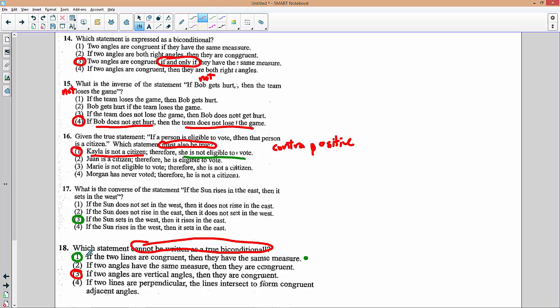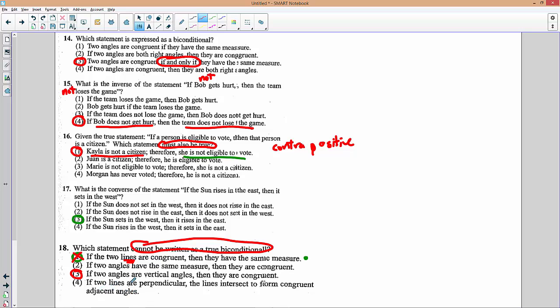But choice 1 is flawed too, because lines can't be congruent. They really meant to say line segments here. And if they had said line segments, then problem 1 would work, so we wouldn't mark this as the answer. If it said if the 2 line segments are congruent, then they have the same measure, the converse would be fine. If 2 line segments have the same measure, then they are congruent.